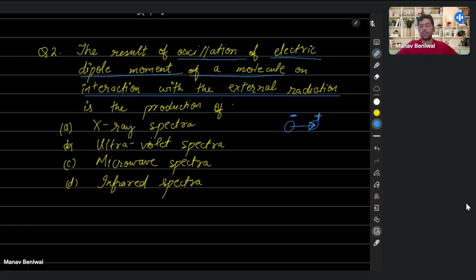Okay, and then the question asks, when this electric dipole moment interacts with external radiation, what is the result? That is what the question is asking us. And these are our options: X-ray, UV, microwave, or infrared. So I reckon this was taught in the class.